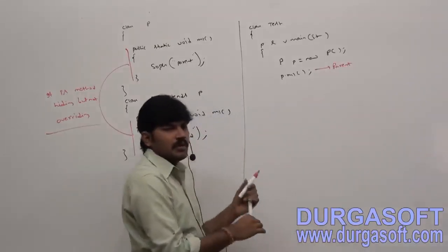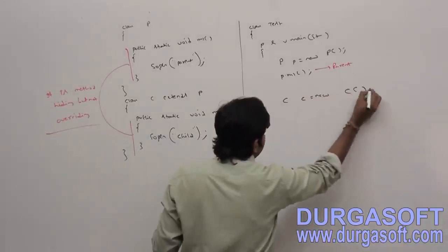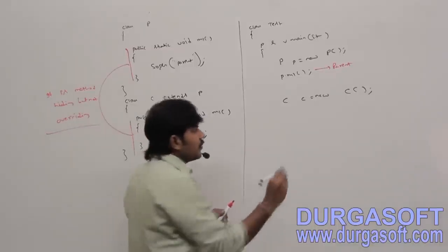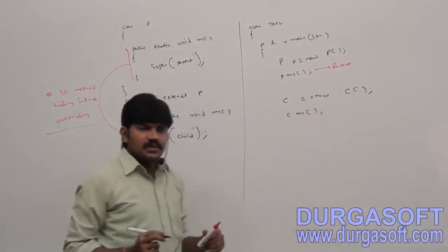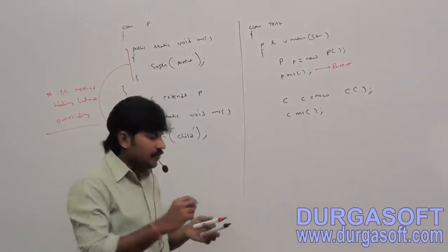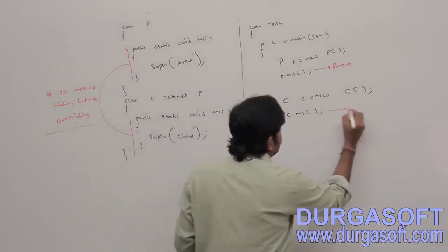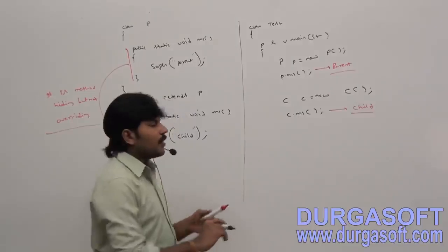Don't keep any doubt. Next, Child c is equal to new Child, and c.m1. Child reference, child object, so which method will come? Child method, because of exact match. Up to this, no problem.